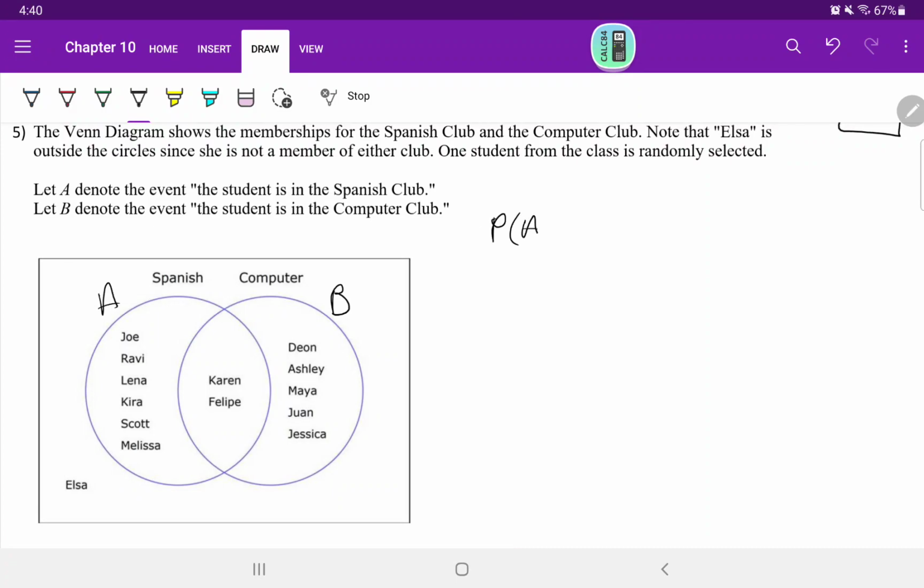The probability of A. Now remember, A denotes the event of it being a part of the Spanish club. Before I continue, I want to know how many students are in total in this Venn diagram, including Elsa. When I add up the number of students that are in the Venn diagram, there are 14 students. If you ignore Elsa, you'll get 13, which will be the wrong sample space.